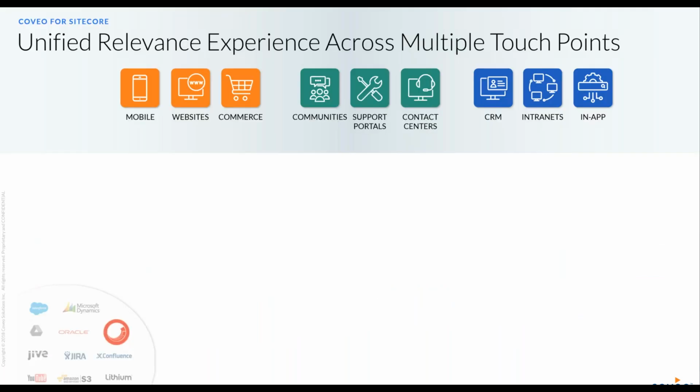Now, the unified index allows you to have all of these multiple touch points, be it mobile across websites or commerce, and we'll see a slice of some of those websites today. But these can also be inside communities or logged-in communities, support portals, any contact centers, more authenticated user experiences, and we can also provide experience when it comes to CRM search or in internal intranets or even within your own applications. We can provide experience and gain some of the machine learning experience from there.